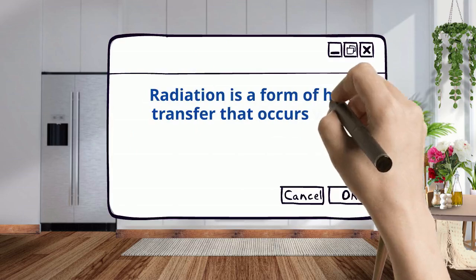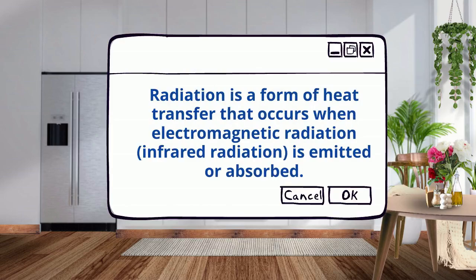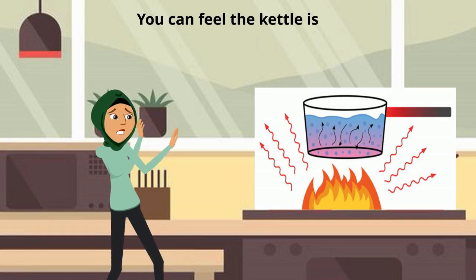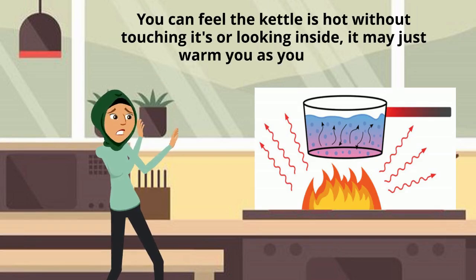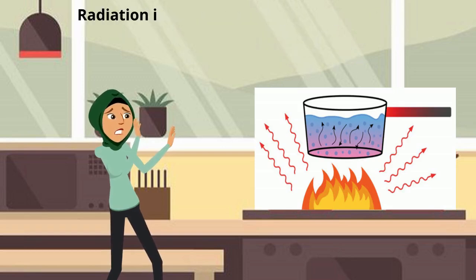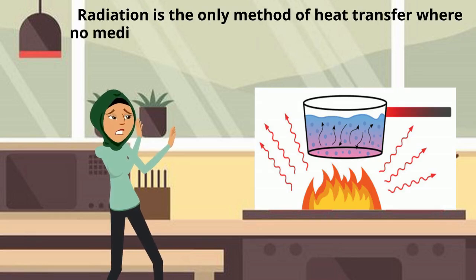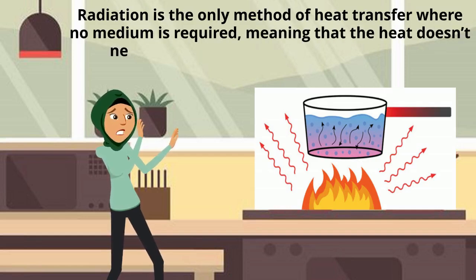Radiation is a form of heat transfer that occurs when electromagnetic radiation is emitted or absorbed. You can feel the kettle is hot without touching it or looking inside. It may just warm you as you walk by. Radiation is the only method of heat transfer where no medium is required, meaning that the heat doesn't need to come into direct contact with or be transported by any matter.